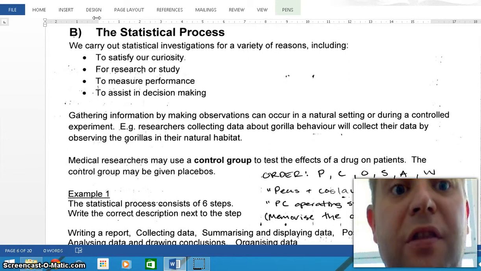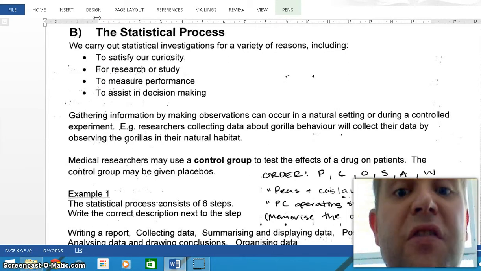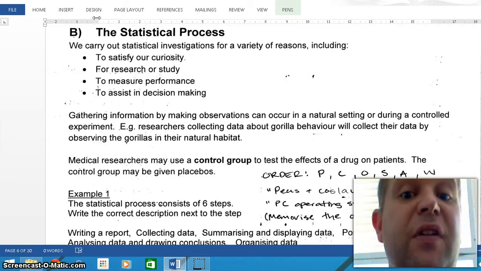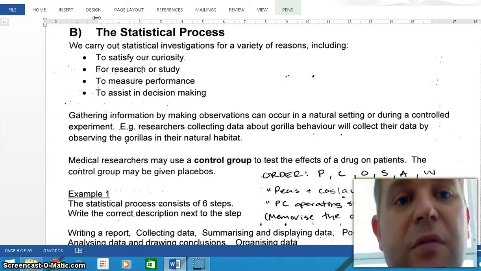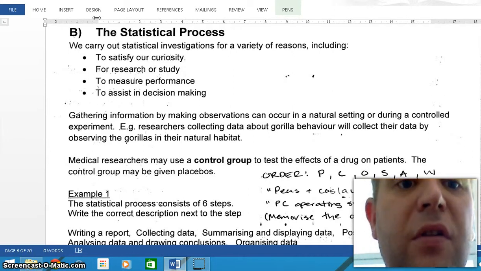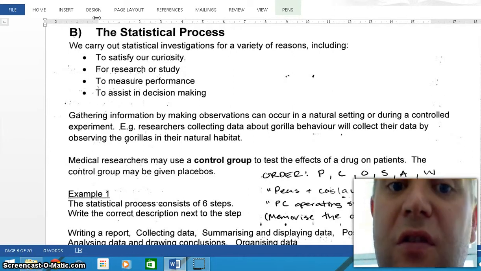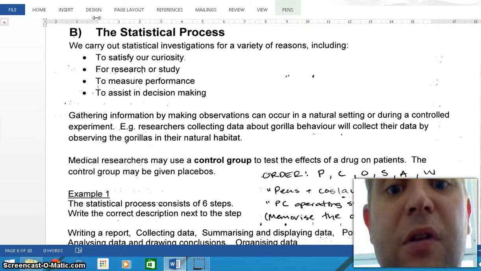So now we're into the statistical process. What we're doing with the statistical process is essentially we're trying to gather and make observations so that we can make decisions. So there's a couple of examples given on why we would do things. I always believe in the decision making. The decisions that we make using statistics are based on the best that we can do.